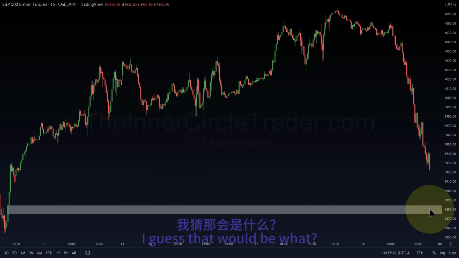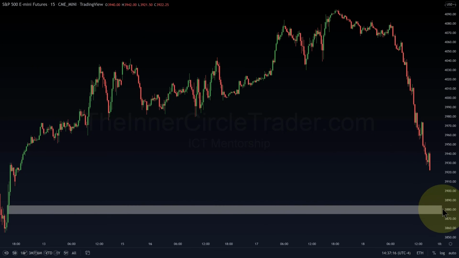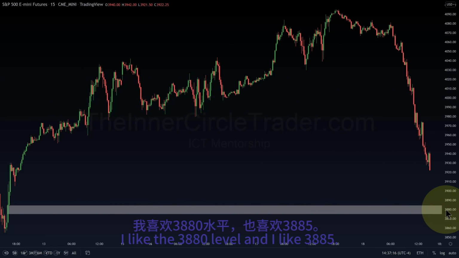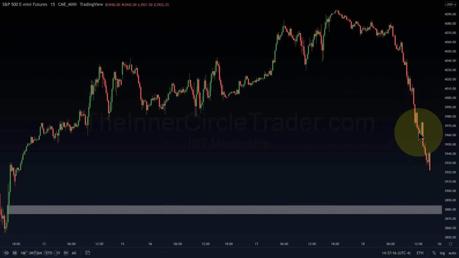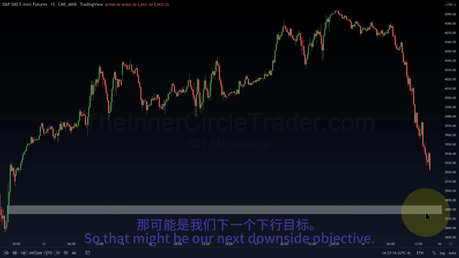3870, I guess that would be what, 78 to 3884 or 85 in that range. I like the 3880 level, and I like 3885. So that might be our next downside objective.